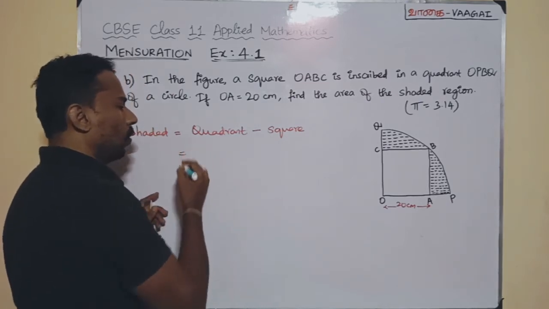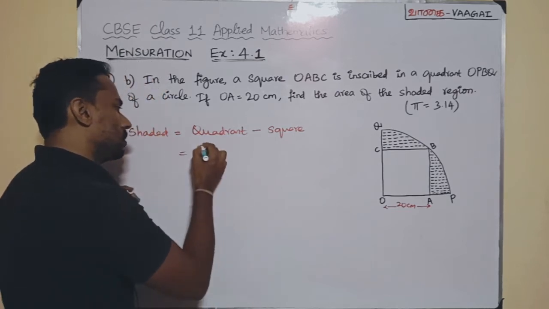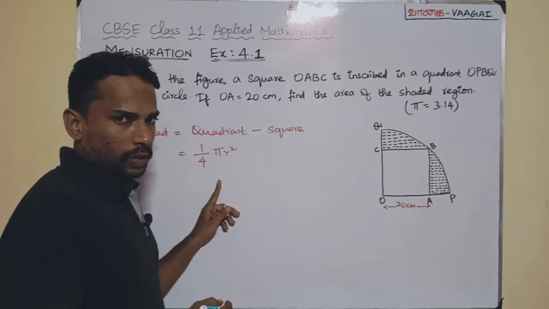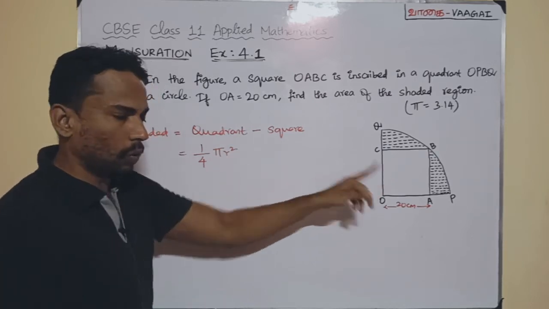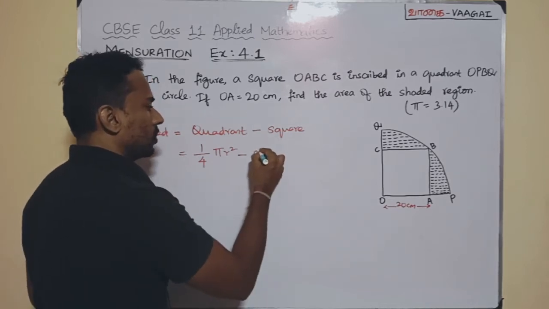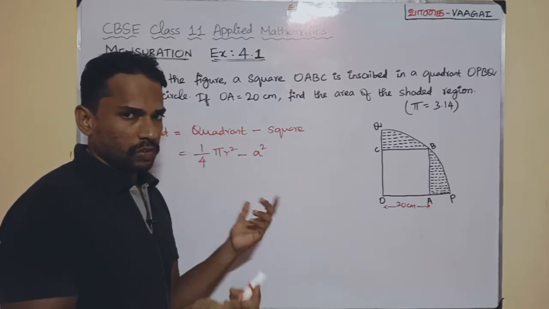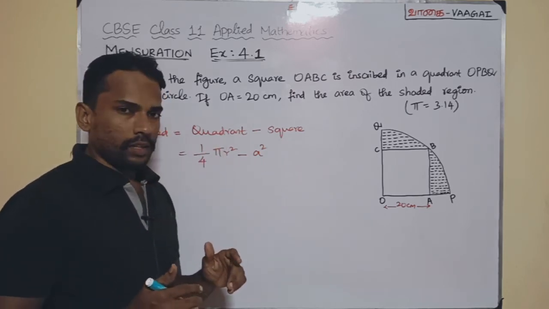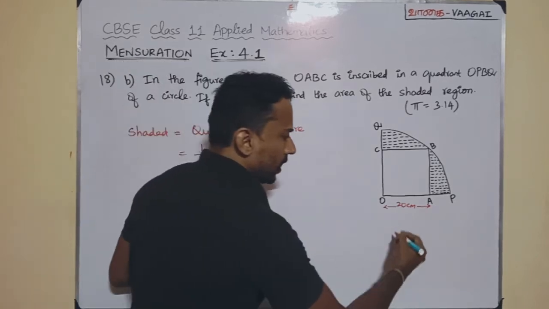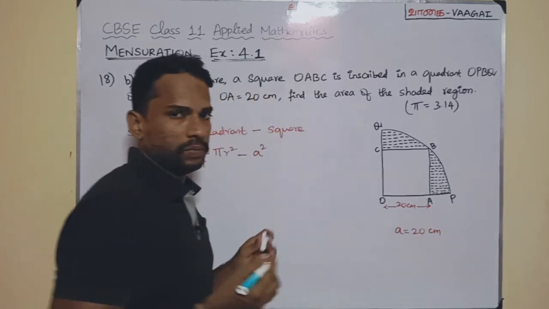And we know how to find both. How do you find the area of the quadrant of a circle? It's simply 1 by 4 pi r square, where r is the radius of the quadrant, minus the area of the square, which we also know. So we need to find this expression, and it will give you the answer. There is no problem with the side of the square, A. A is the side of the square, so A is going to be 20 centimeter.